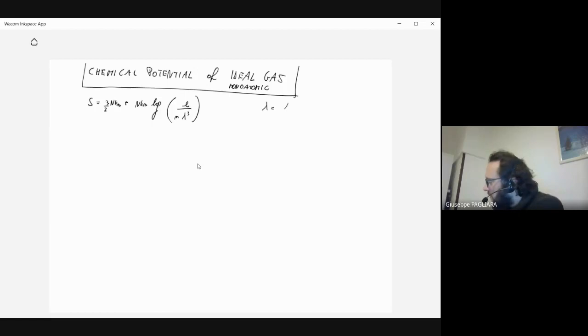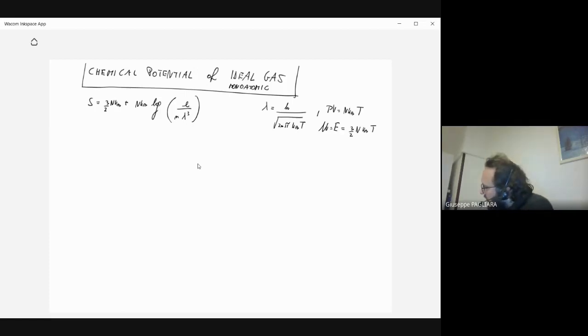Lambda is the thermal de Broglie wavelength, which is h over the square root of 2 m pi k_B T. And let us also remember that PV is equal to N k_B T, and U, the internal energy, or the energy, because we are still in the microcanonical ensemble, is 3/2 N k_B T.